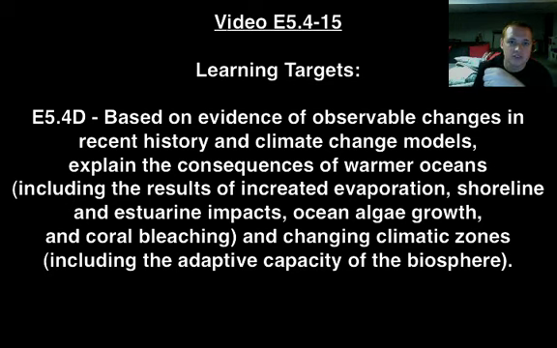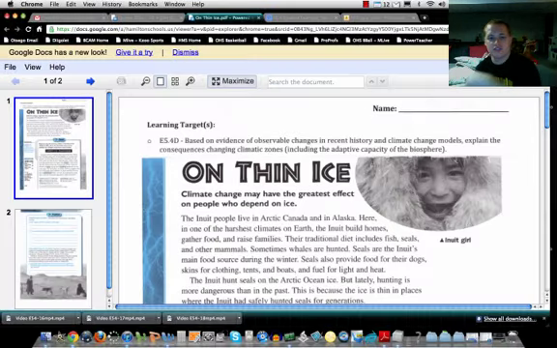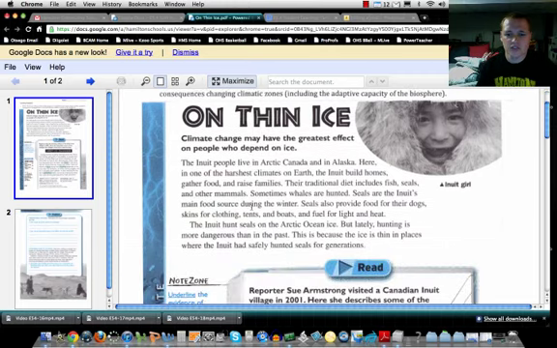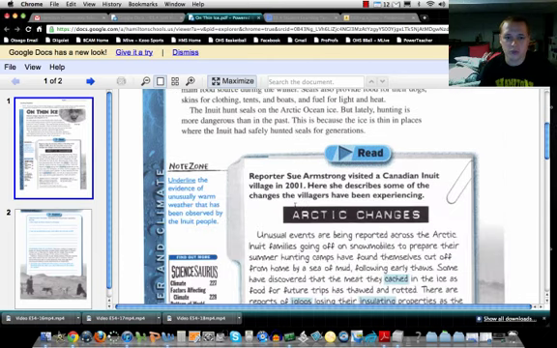So let's go right into the activity. On Thin Ice is the activity that you see up on the screen. And basically, just like an activity that you're going to be doing next, maybe in a day or so, Meltdown. This is just a simple little scenario-based activity where they give you a background history about people living around the Arctic Ocean and how their lives are changing because of this warming trend.